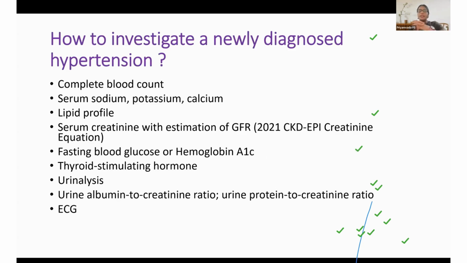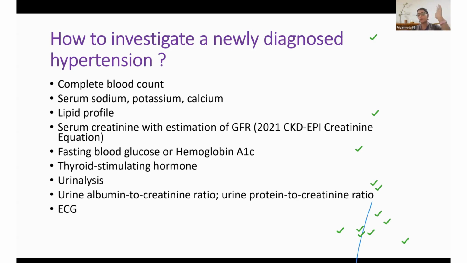So coming to how frequently the next measurement is needed, once you confirm hypertension by multiple measurements and make a diagnosis of hypertension, we have to do the basic minimum investigations. These are the investigations that should be done in all patients. A complete blood count should be done, serum electrolytes, which include sodium, potassium, and calcium, a lipid profile, and a serum creatinine with estimation of GFR.